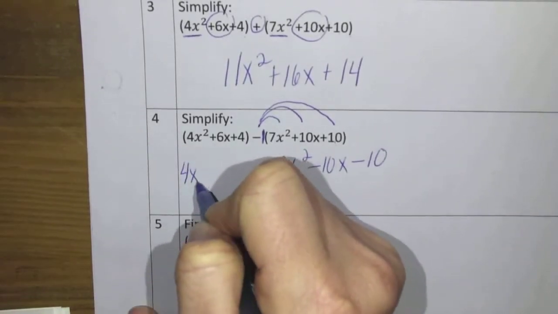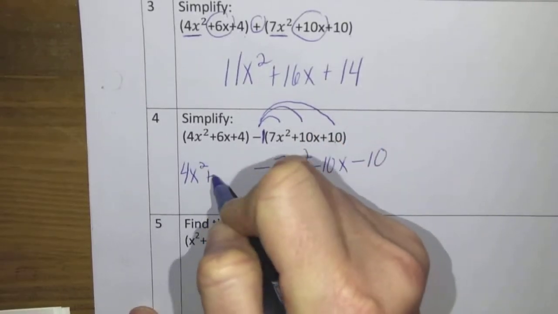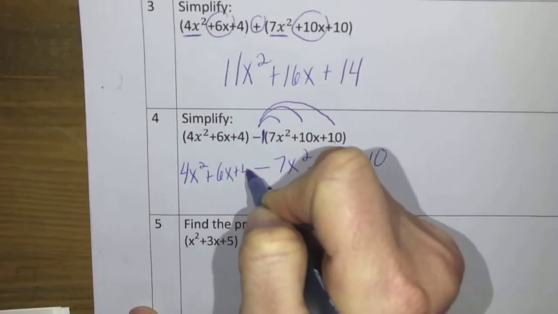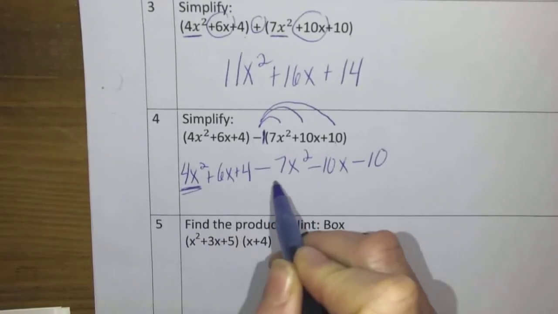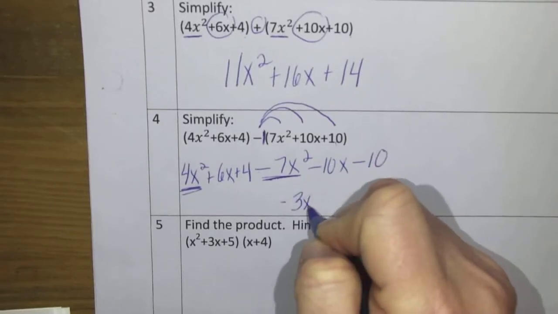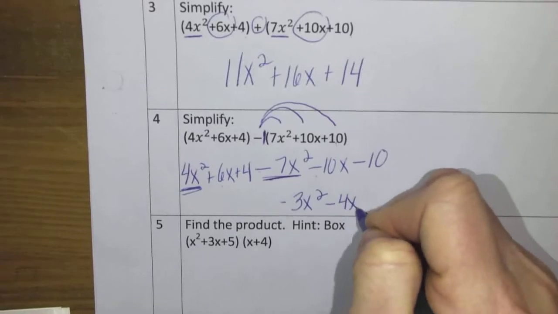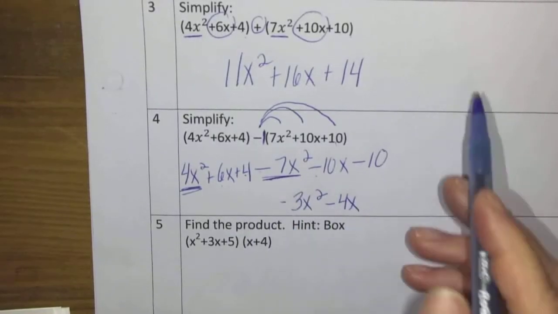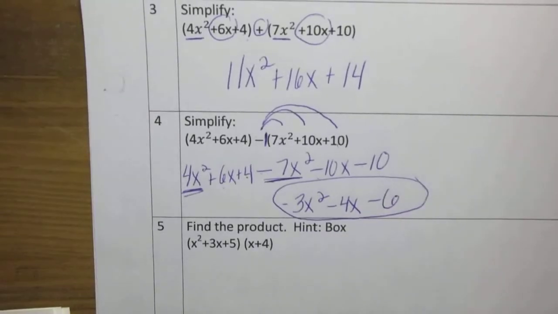And I bring down the first polynomial, a fancy word for the stuff that's inside the parentheses. Now I combine like terms. 4x squared minus 7x squared is -3x squared. 6x minus 10x is -4x. And 4 minus 10 is -6, making this, the circled answer there, the simplified version.